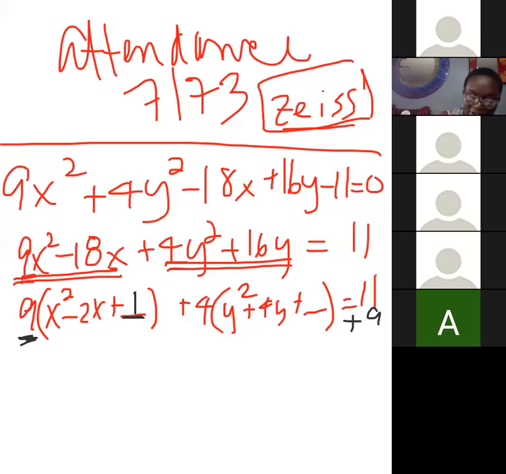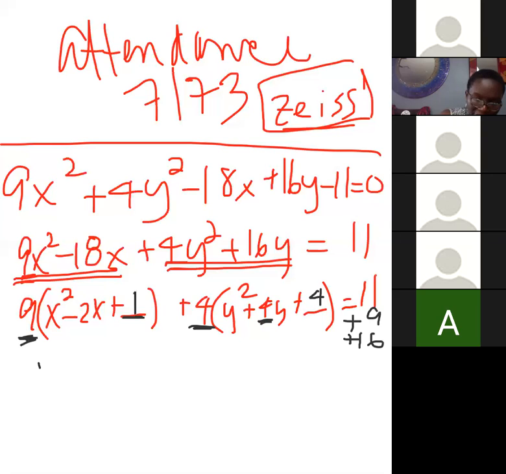Okay, now we're gonna do it on the y term as well. We take half of 4, which is 2. 2 squared is 4, so 4 goes inside the parentheses. And of course, what are we gonna add to the 11? Well, there's a leading coefficient of 4, so we're gonna do 4 times 4, which gives us 16, so we're gonna add 16 over here, okay?